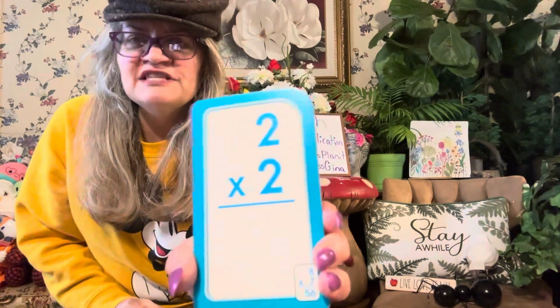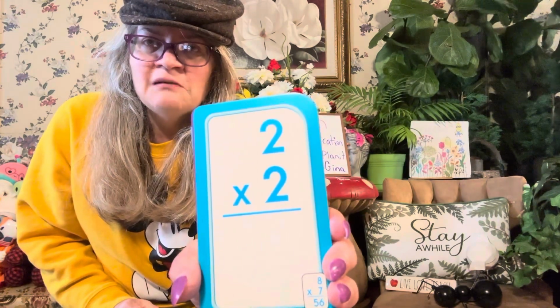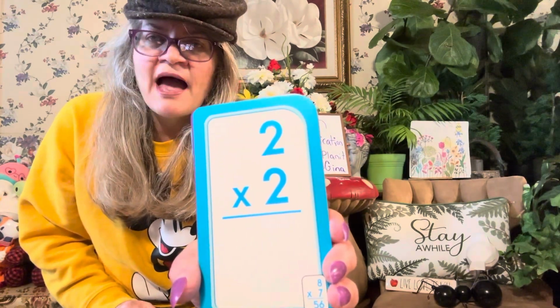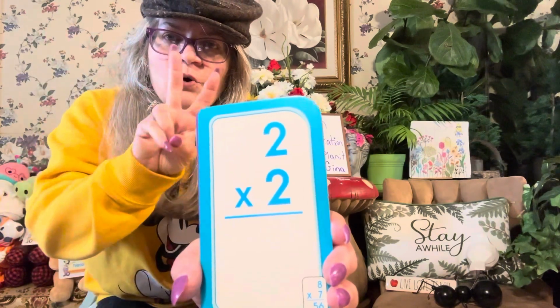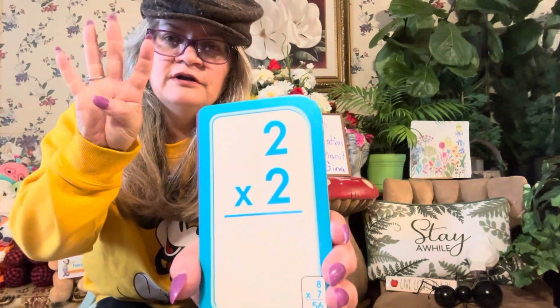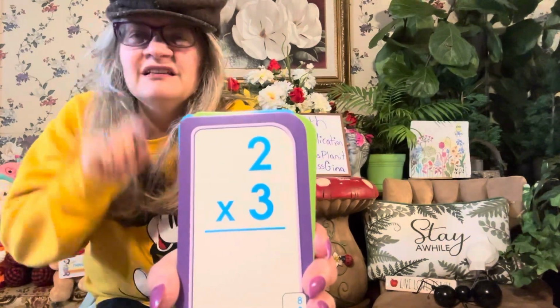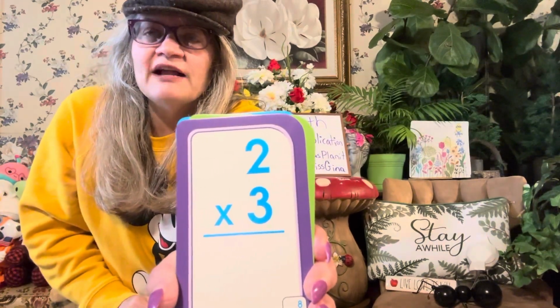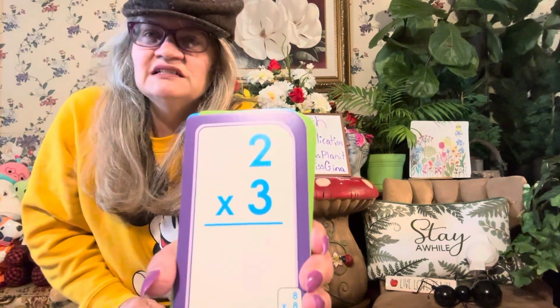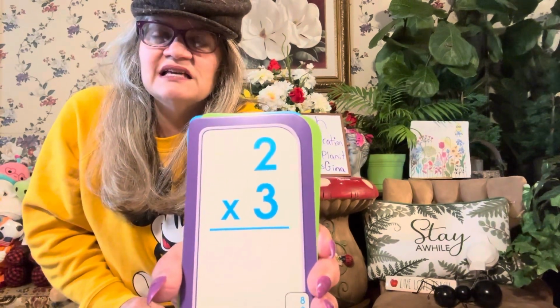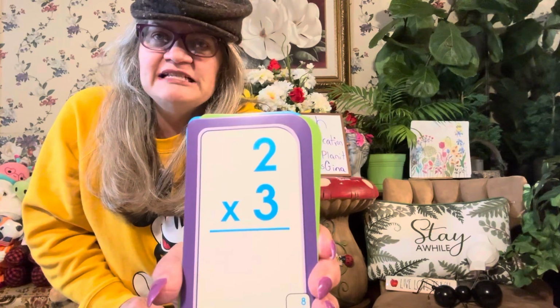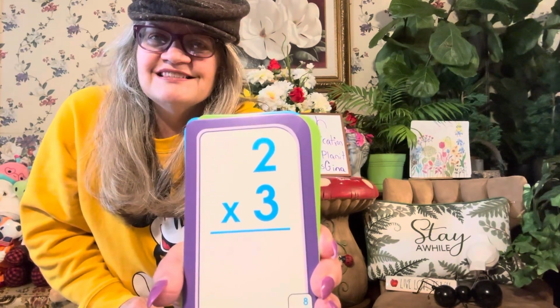What about 2 times 2? If you have 2 2s, how much do you have? 2, 4. 2 times 2 is 4. What about 2 times 3? 2 3s is what? 3 plus 3, or count by 3, 3, 6. 2 times 3 is 6. It's like you have 2 3s. You got it.